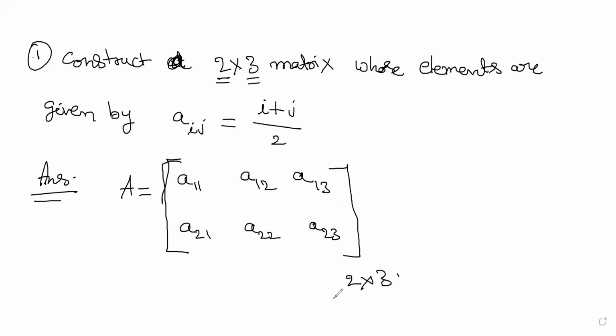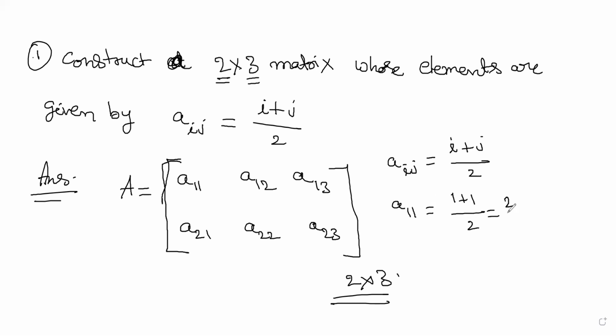So assume the 2 by 3 matrix is like this, and they have written Aij is (i plus j) by 2. This is the formula they have given to generate the matrix. So what I have to do, A11: i value is 1, j value is 1. That is (1 plus 1) by 2, so that is 2 by 2, which is 1. So A12, what I have to do? (1 plus 2) by 2. I have to add and divide it by 2. So that is 3 by 2.